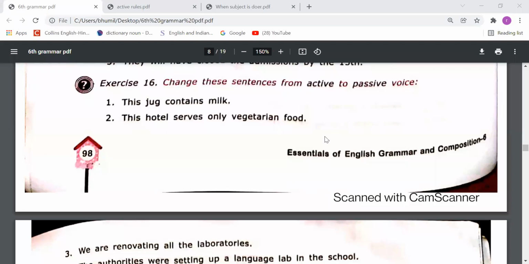Sai Pratik, yes, please give me your answer. Vegetarian food is served by this hotel only. Okay, very good, right answer. Only vegetarian food in this hotel. Okay, 'by' will not come, 'by' is used when we have to show who did the work. The hotel does no work, so here we have to say: only vegetarian food is served in this hotel, right?